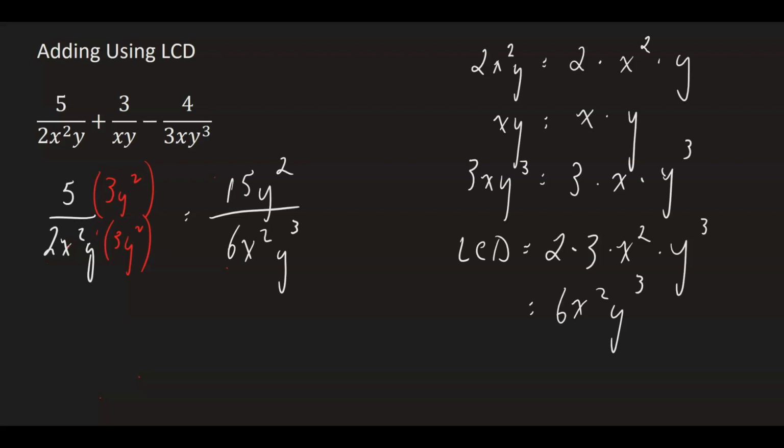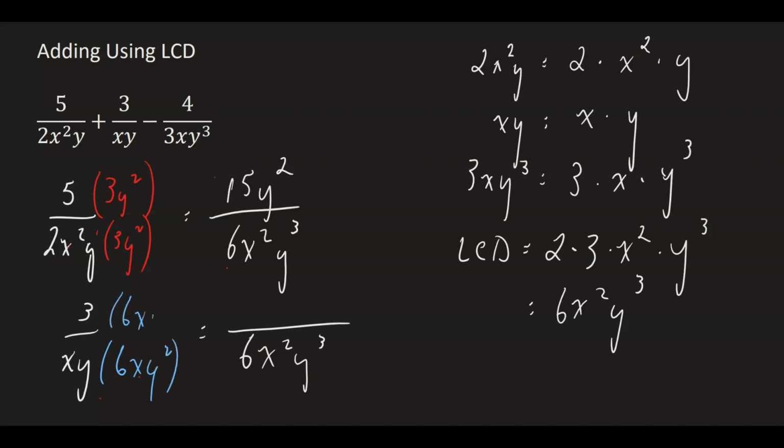Let's take a look at the second fraction. 3 over xy. I want it to be over 6x squared y cubed. So I need to multiply by 6. And I need to multiply by an x to the 1 to get me x squared. And I need to multiply by a y squared. So 6xy squared there, which gets us 18xy squared for the numerator.